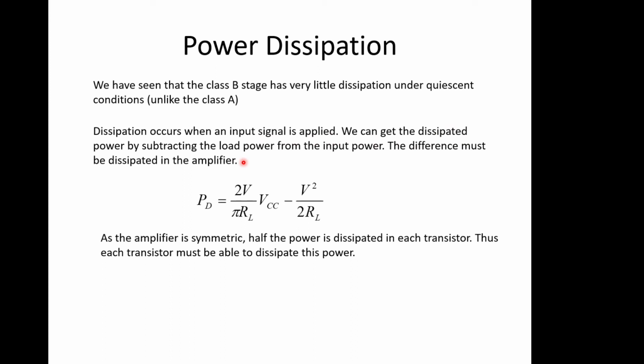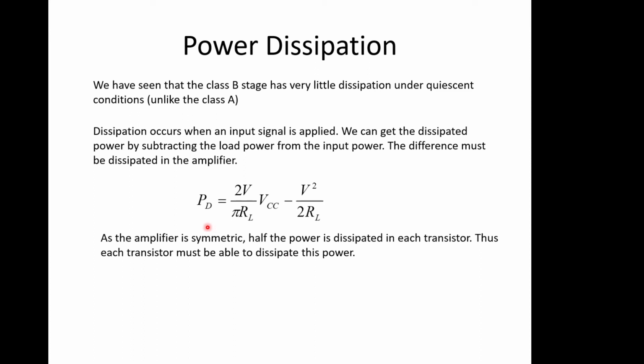and we can get the dissipated power just by subtracting the load power from the input power. So this is the useful power that comes out, this is the power that went in, so the dissipation, the wasted stuff, is just the difference between the two. So we can take the input power, which we calculated before, and the load power that we got from V squared over RL. Remember that V is the amplitude of the input signal.